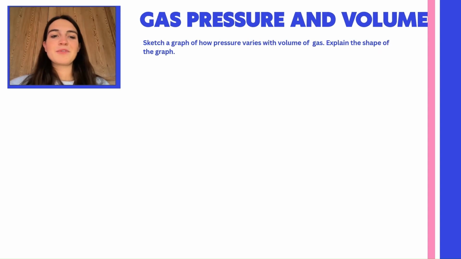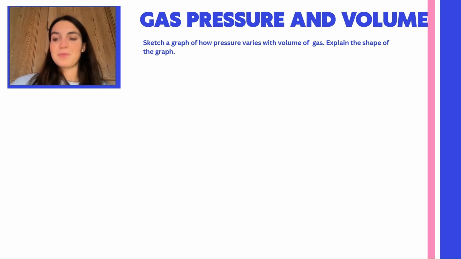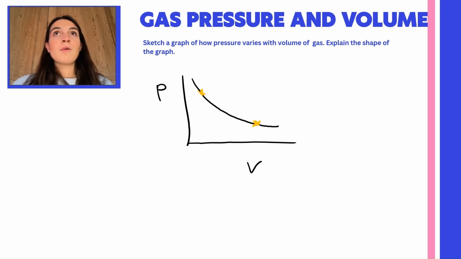Okay, now on to some graphs. Sketch a graph of how pressure varies with volume of a gas and explain the shape of the graph. So make sure you do this right. Make sure you've got pressure and volume. I've been quite naughty here. You should include some units as well, really. So maybe pressure in pascals and volume in meters cubed, but it depends what units they give you.